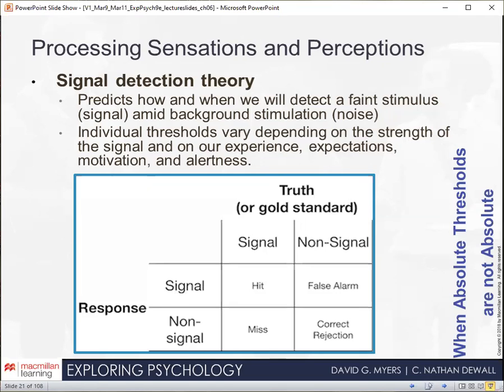That's all this is trying to say, is that there are going to be other factors that will play into whether or not you're going to move that absolute threshold line back or forth, depending on other factors like experience, expectation, motivation, and alertness. All right, any questions on that before I move on?